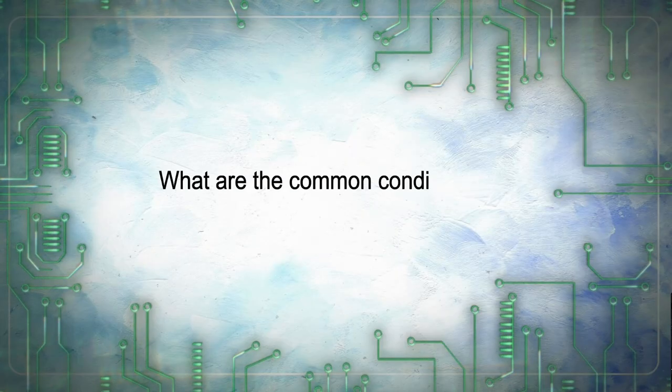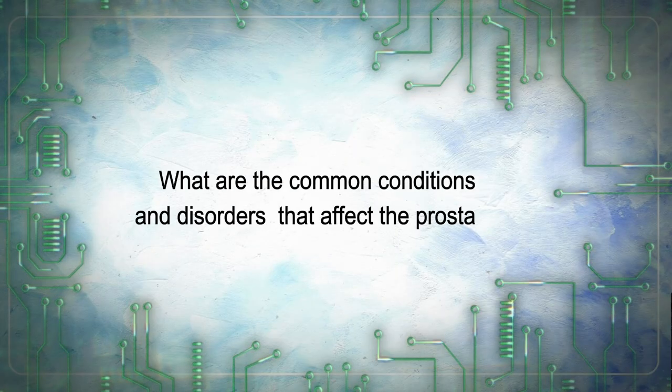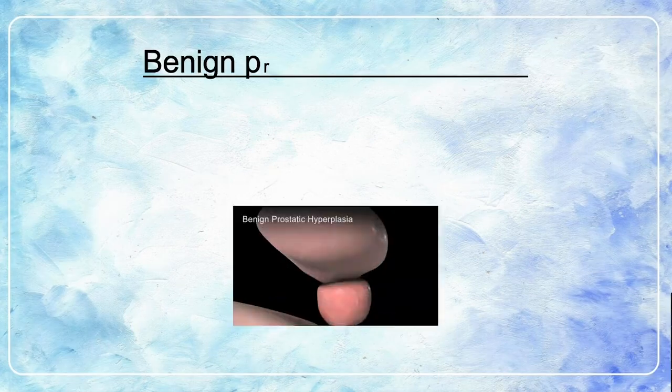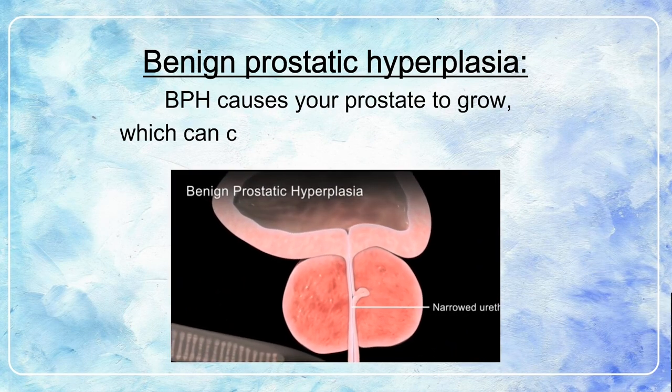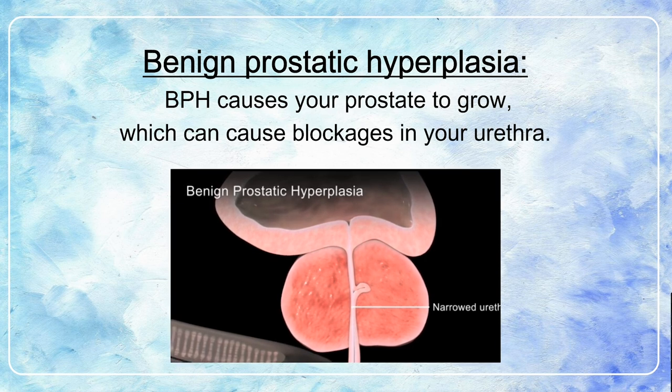What are the common conditions and disorders that affect the prostate? Benign prostatic hyperplasia. BPH causes your prostate to grow, which can cause blockages in your urethra.